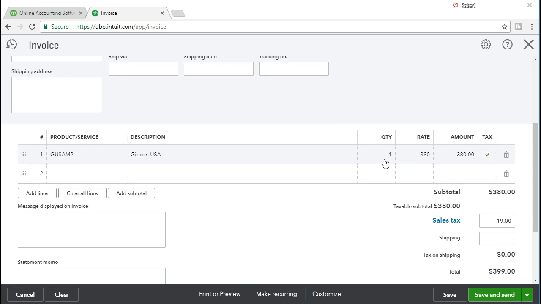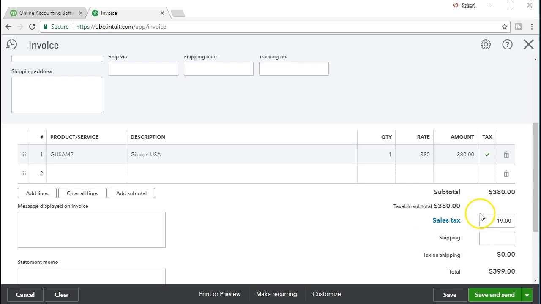However, revenue, or sales revenue in this case because we're selling inventory, is only going to go up by the $380, the sticker price of the guitar. The difference, of course, is $19, the sales tax. That's going to increase not an income statement account, but a liability account, that being sales tax payable. Then we also have the fact that inventory is going down, and there's a cost of goods sold, an expense related to us selling that guitar.